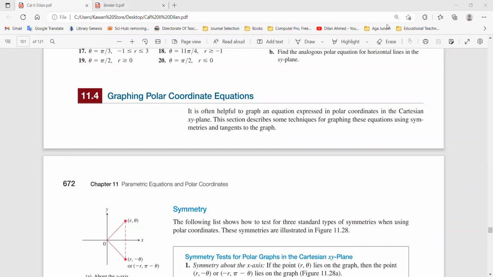Today we have section 11.5, part 4. It's going to talk about graphing polar. So as you know, we have polar coordinates, and in the polar coordinate we have a graph.